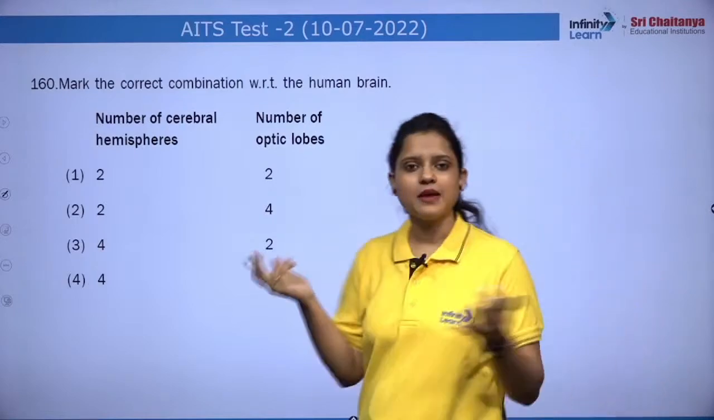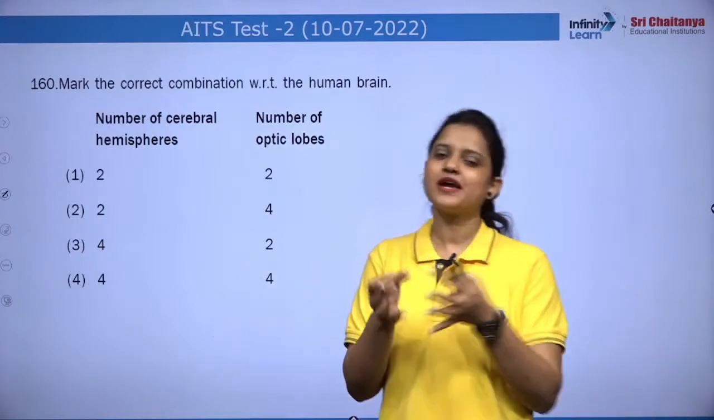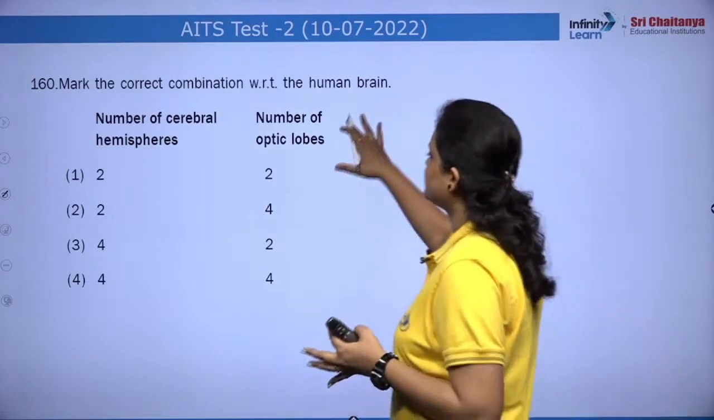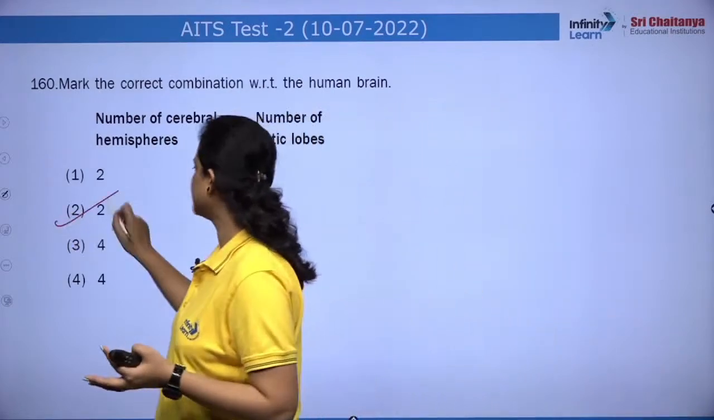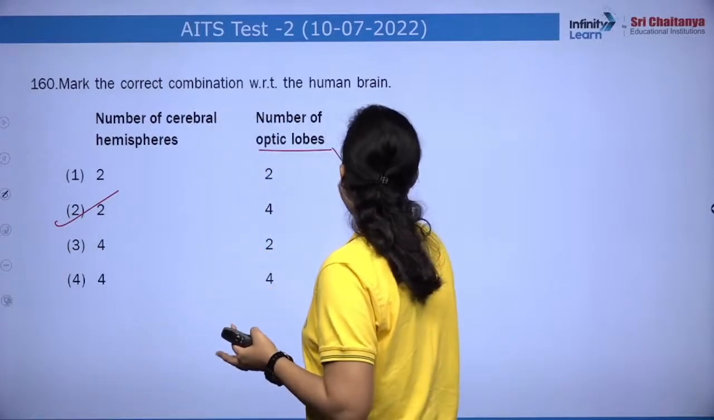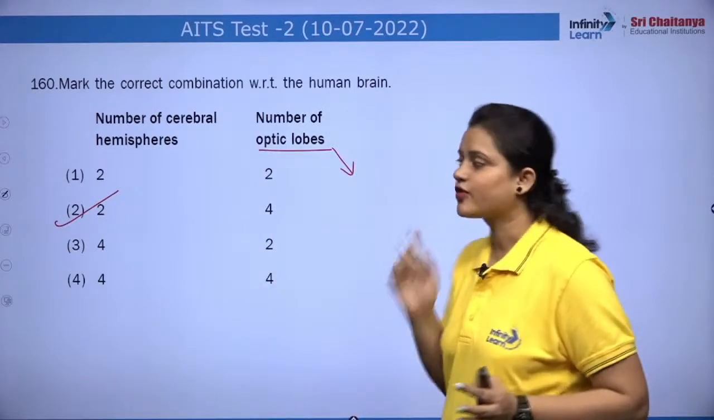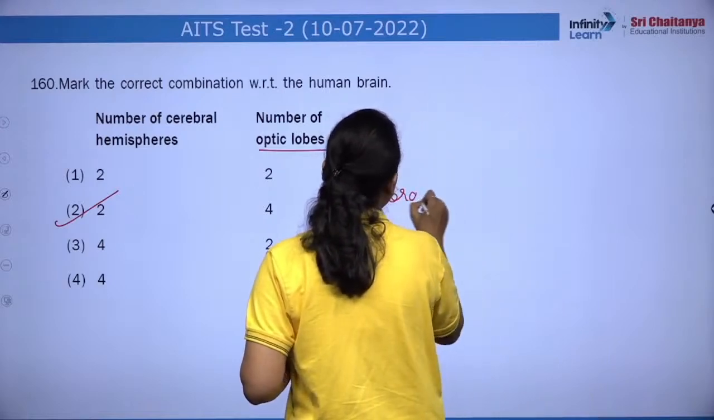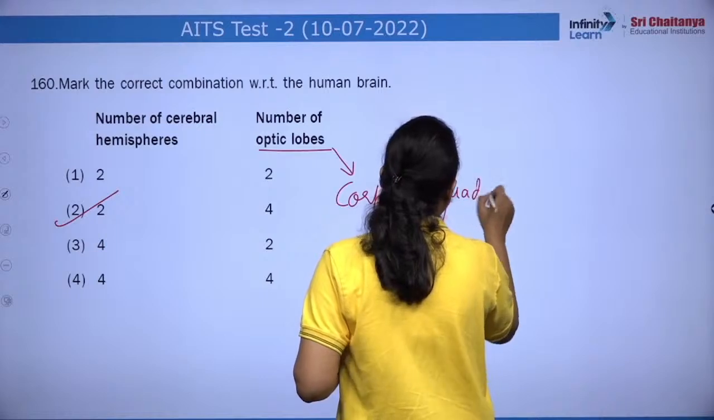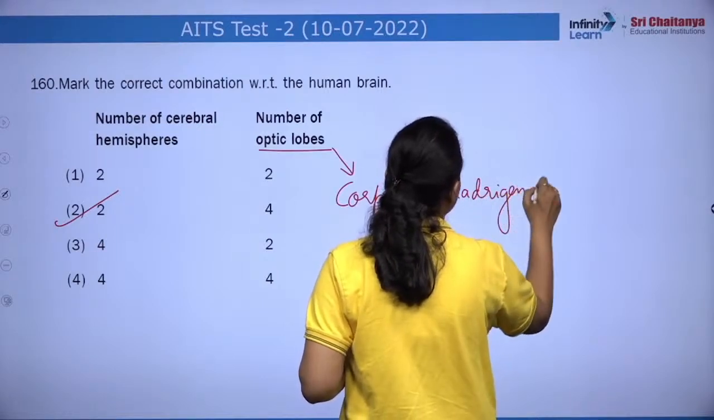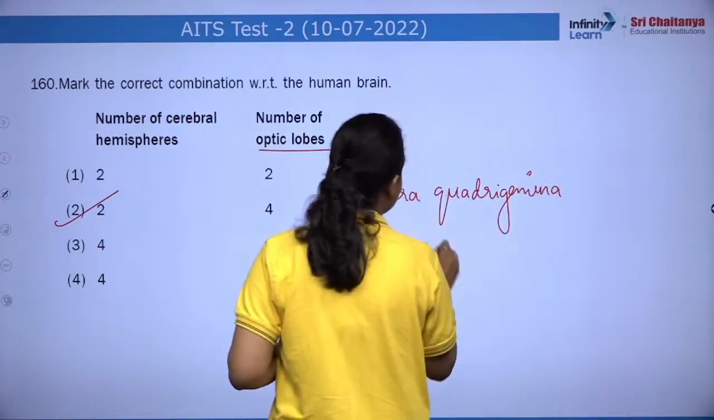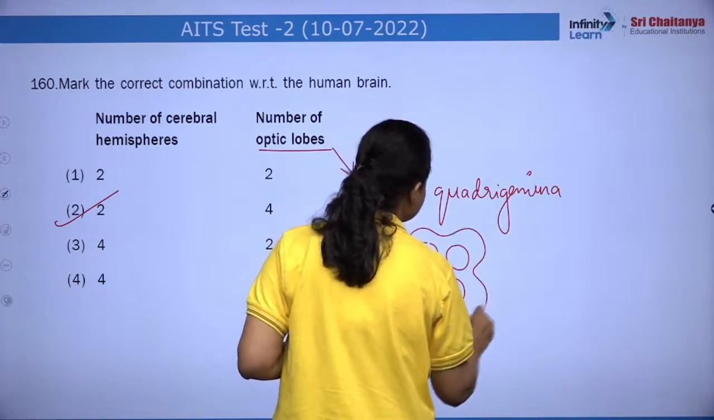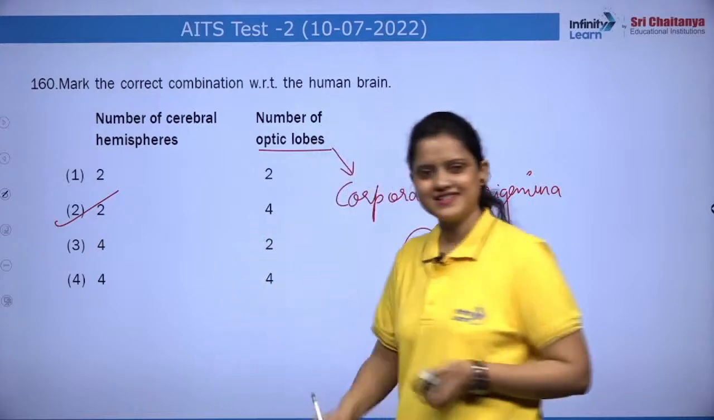Mark the correct combination with respect to the human brain. Number of cerebral hemispheres are 2, which are connected by corpus callosum, tract of nerve fibers, and number of optic lobes are 4. So correct option will be 2. Optic lobes, that means the midbrain, consists of corpora quadrigemina, and corpora quadrigemina consist of 4 lobes known as the optic lobe, right?